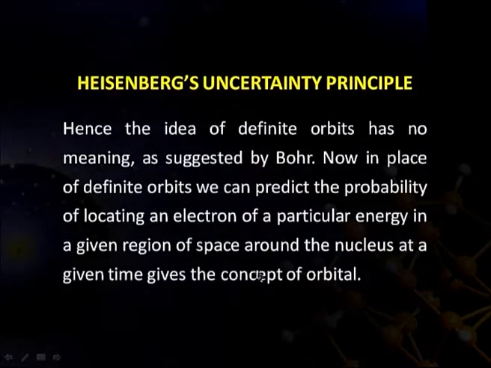Evidently, the exact determination of the position or velocity of the electron cannot be made simultaneously. Hence, the idea of definite orbits has no meaning as suggested by Bohr. Now, in place of definite orbits, we can predict the probability of locating an electron of a particular energy in a given region of space around the nucleus at a given time, which gives the concept of orbital.